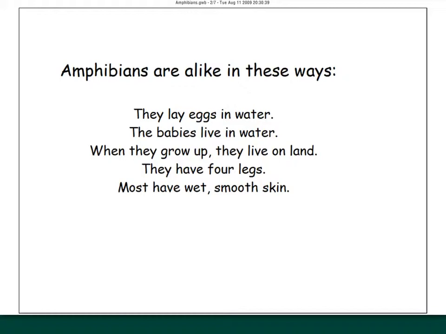As they start to change, they go through a process called metamorphosis. And we'll get more into that in a second. Well, through the metamorphosis, they change, they develop lungs, and they change into an adult, growing their 4 legs. Think tadpole to frog, and again they have the wet, smooth skin.